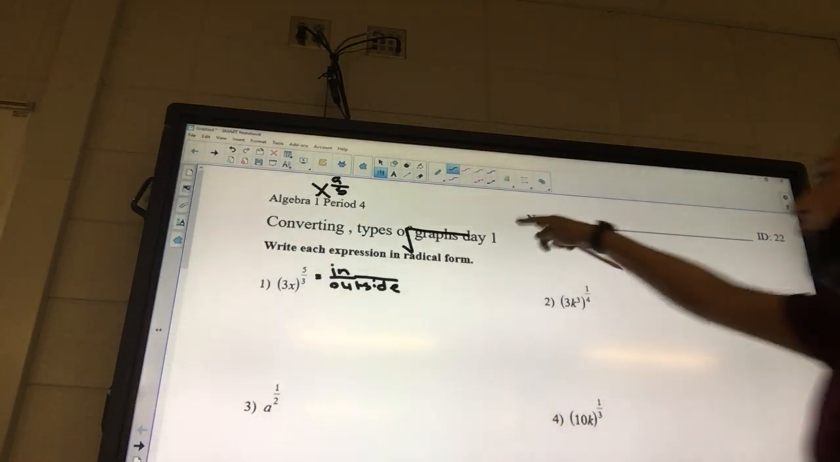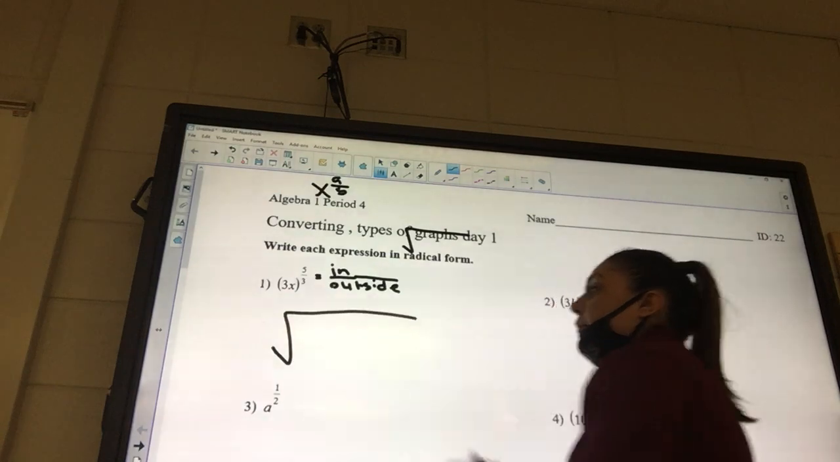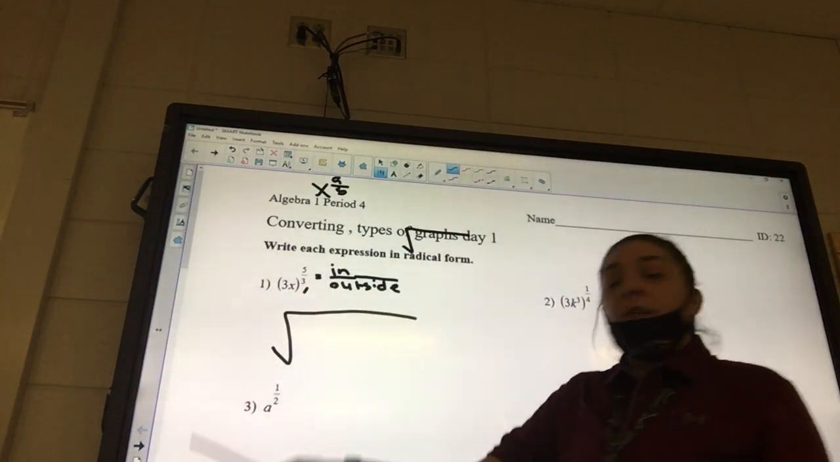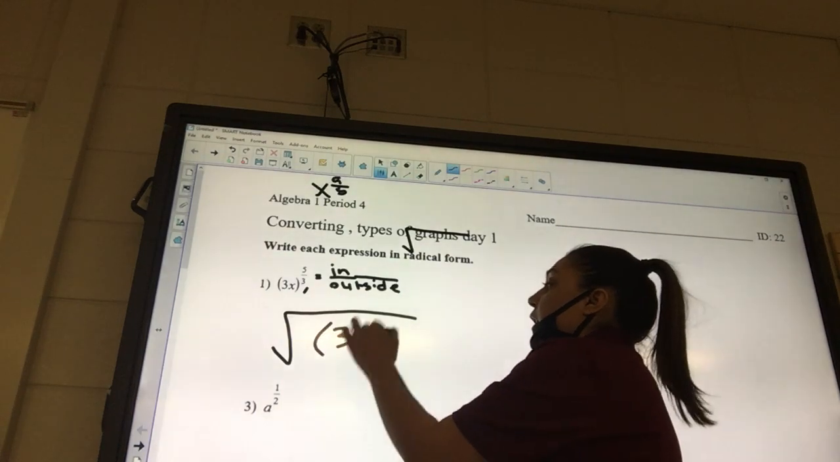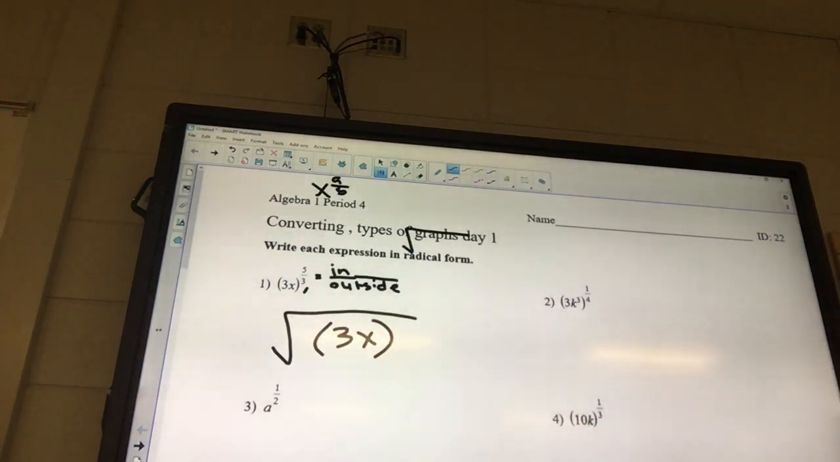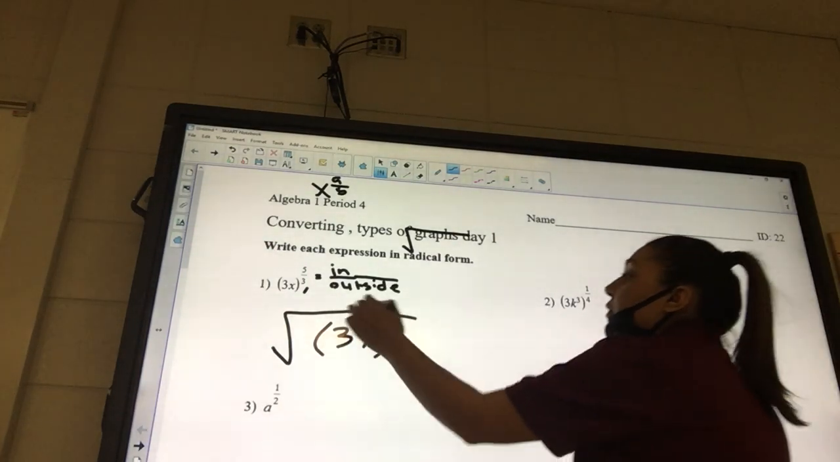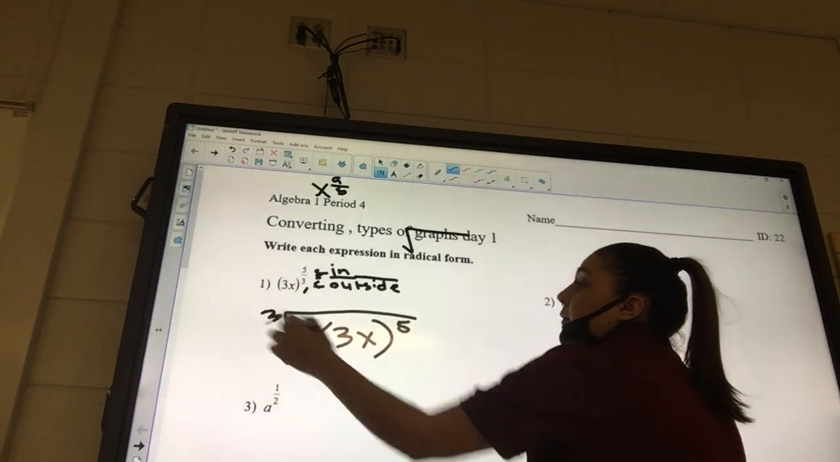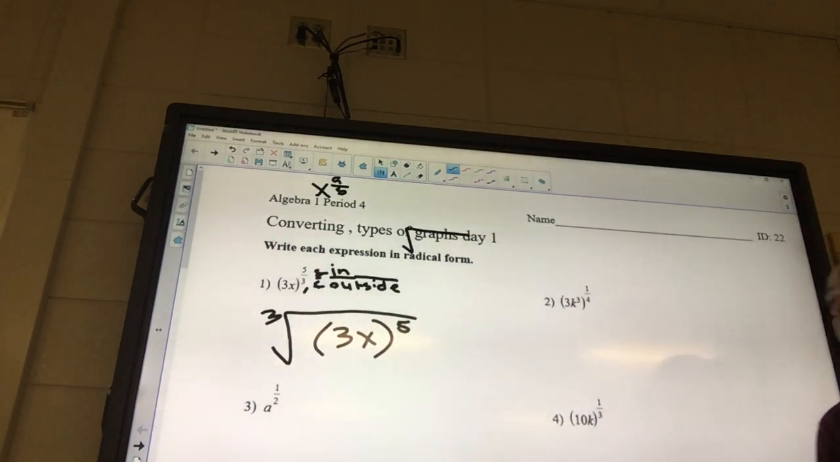So we draw our house. You always put the stuff in the parenthesis inside the house. So you're going to put 3x. According to our instructions, what little number goes on the inside, the 5 or the 3? 5 goes on the inside, and the 3 goes on the outside. And remember, it goes like a baby. And that's it. Correct.